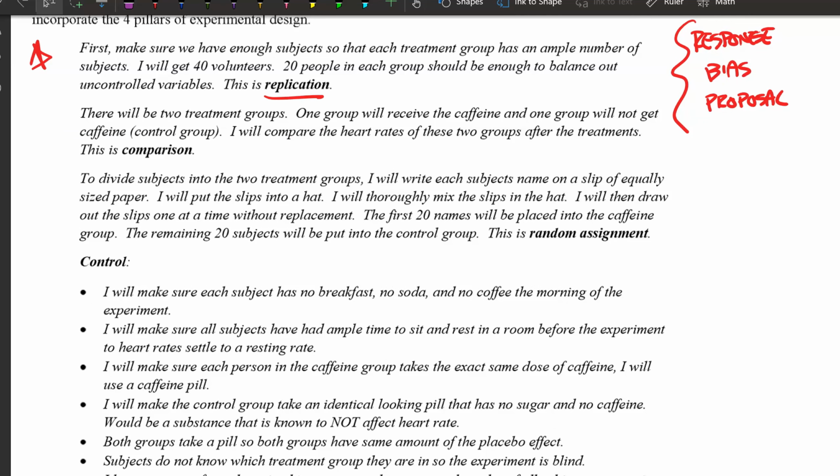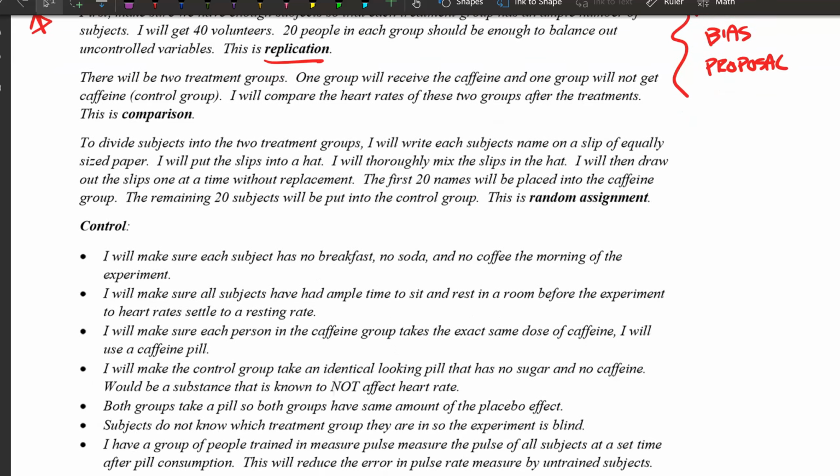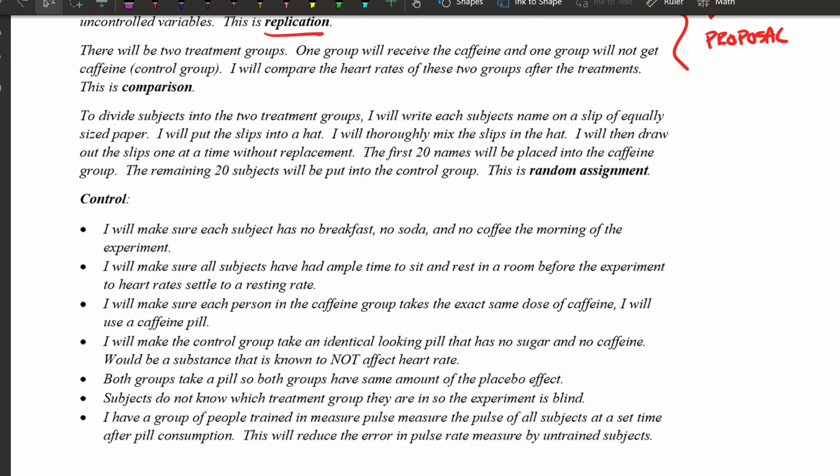There will be 2 treatment groups. One group will receive the caffeine and one group will not get the caffeine. That would be called a control group. I will compare the heart rates of these 2 groups after the treatments. This is comparison.